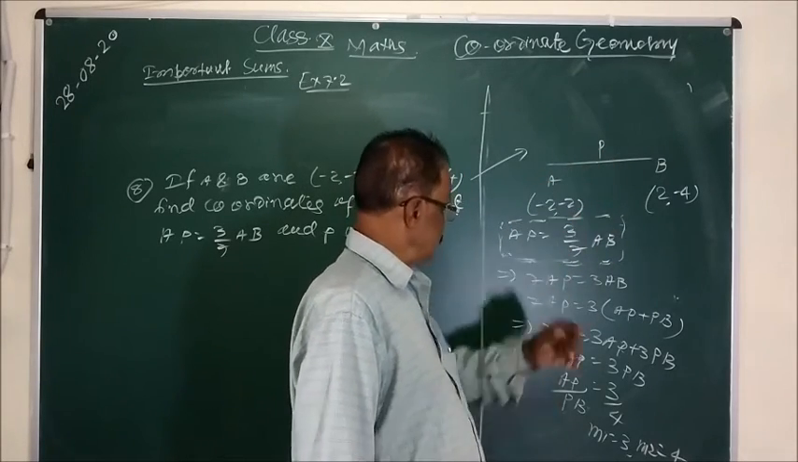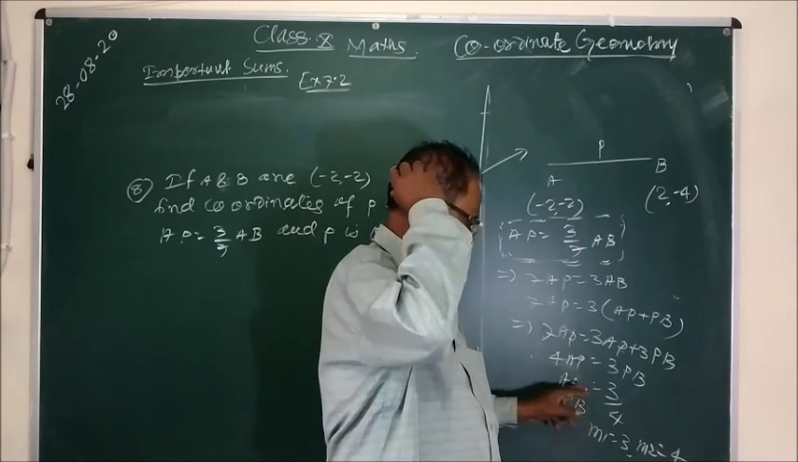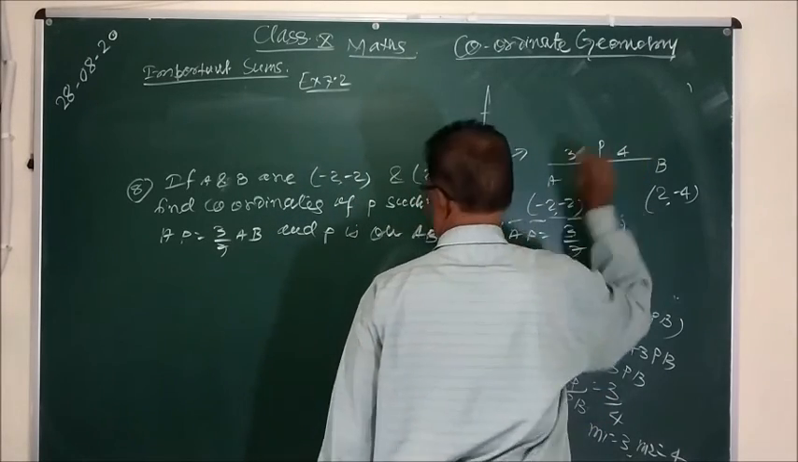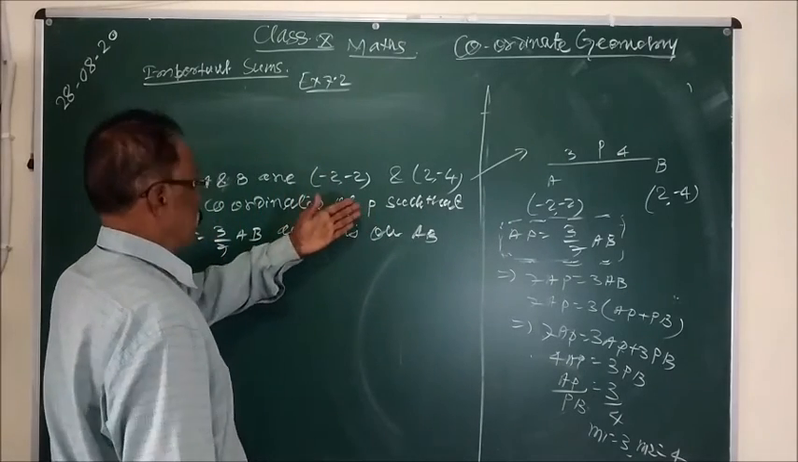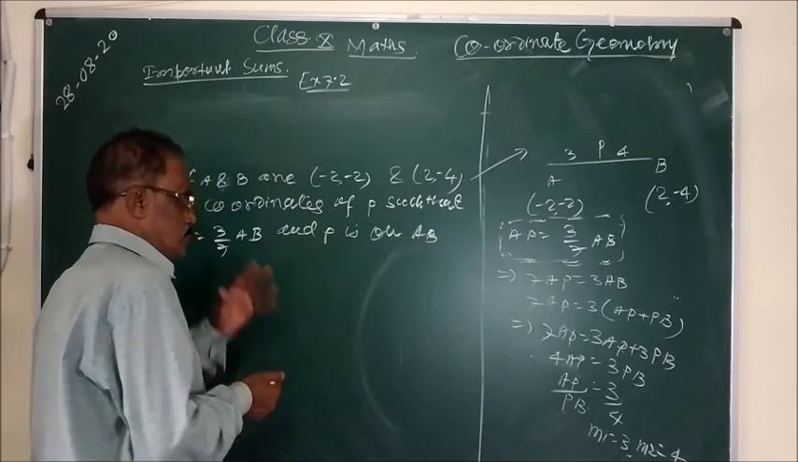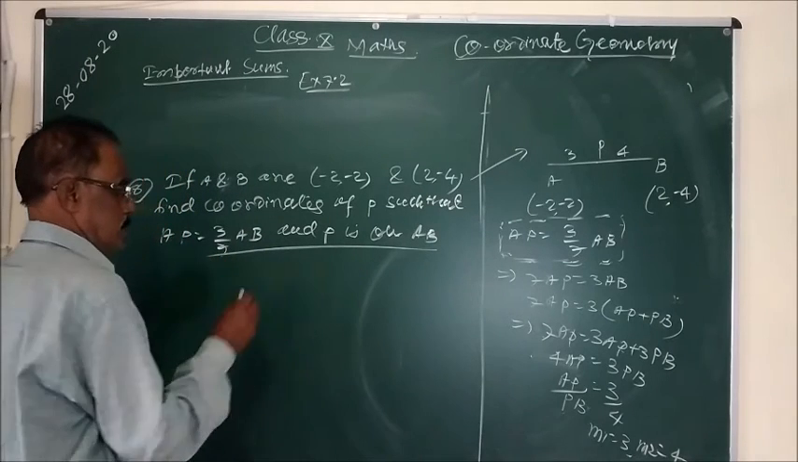Or if you don't understand that, by simplifying you can get the ratio. AP is to PB, 3:4. This is 3 and this is 4. And now you can find the coordinates of point P. So this was the only difficult part of this question, and the remaining solution is very simple.